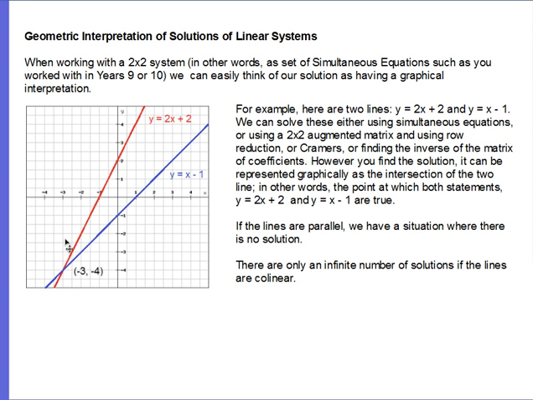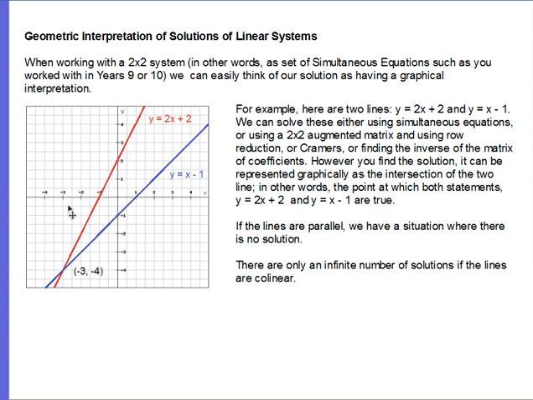geometric reality, and that is the set of points that obey this statement here, y equals 2x plus 2, and the set of points that obey this statement here, y equals x minus 1, are only both true at this one point here, minus 3, minus 4. So in this case we have a unique solution, minus 3, minus 4.